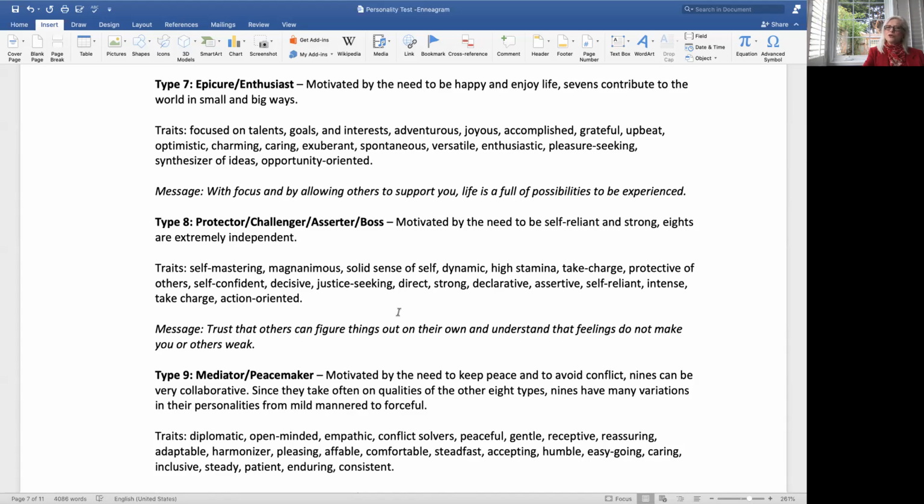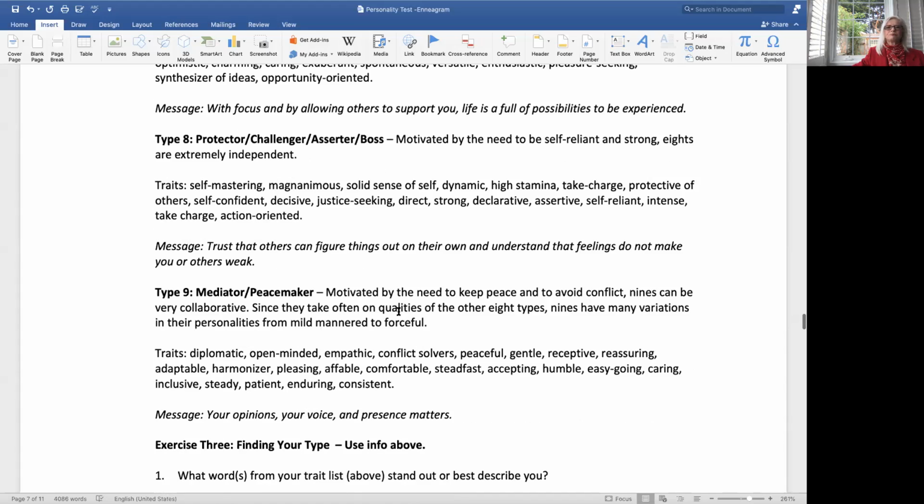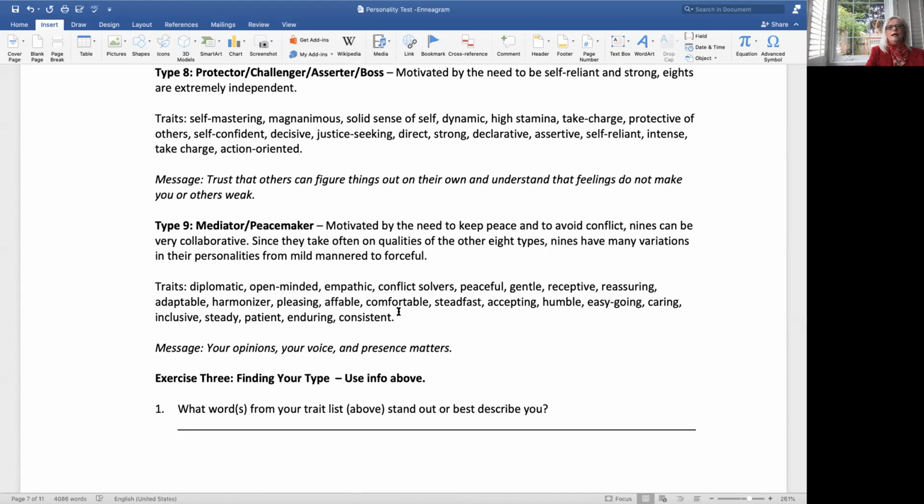And also, because the enthusiast sometimes is a little concerned about keeping things so upbeat, they may not see a problem, and they may not want to face a problem at work. So it's important for type 7 to just not be avoidant of emotions or feelings that may be operating in the team. Type 8, protector, challenger, asserter, boss.